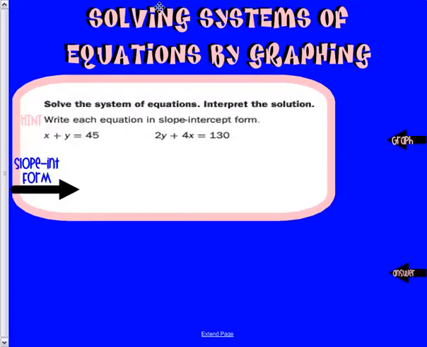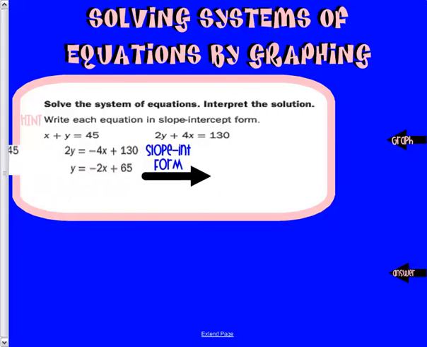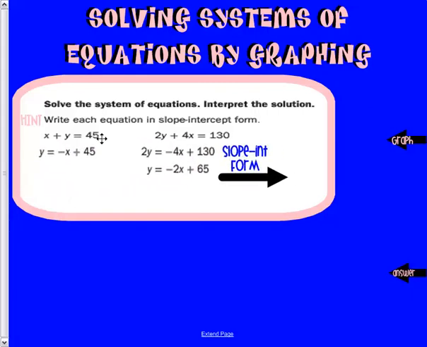Because our systems of equations aren't in slope-intercept form, we first have to make them into slope-intercept form. So we change the order, remember? So we subtract x on both sides, and now we have y equals negative x plus 45.